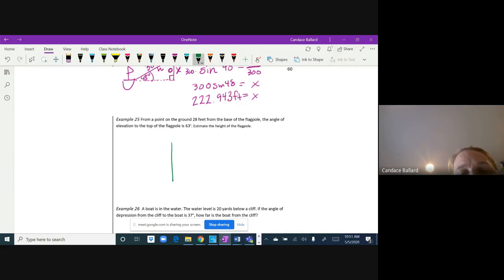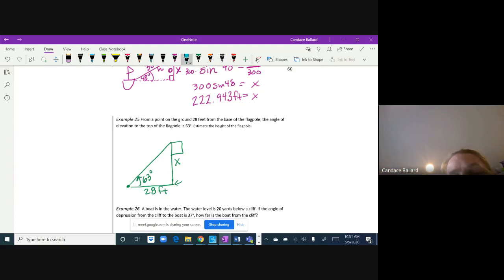So I know I need a flagpole. I need to pick a point. I'm choosing my point over here. I know that my point is on the base of the flagpole. The base is always at the bottom, is 28 feet. The angle of elevation to the top, so my angle going up, is 63 degrees. We are supposed to estimate the height of my flagpole. I'm going to choose that as x.